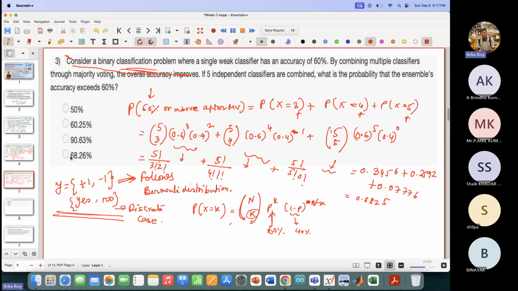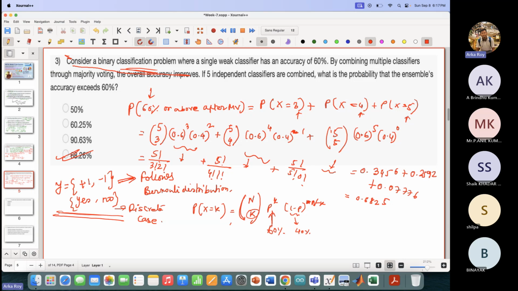So therefore, 68.26 is basically the correct answer. The main crux of the problem is you are using 5 such classifiers. So you have to see at what condition you will get 60% accuracy. To get 60% accuracy, at least 3 of the models should give you the correct classification. And now the question says 60% and above. Exceed means it is referring to the greater than or equal to 60% condition.